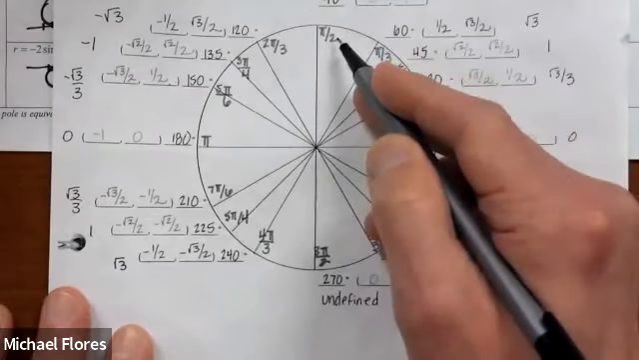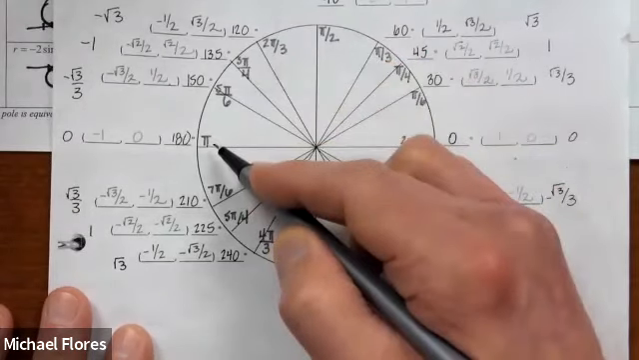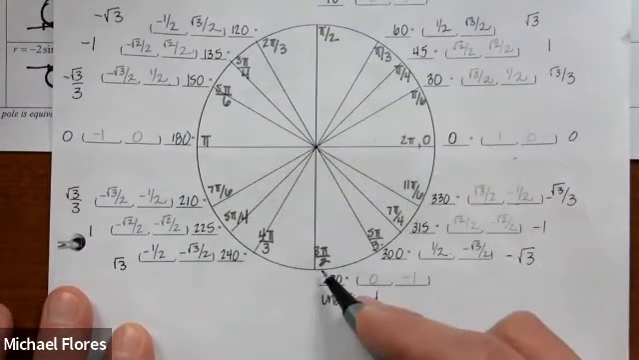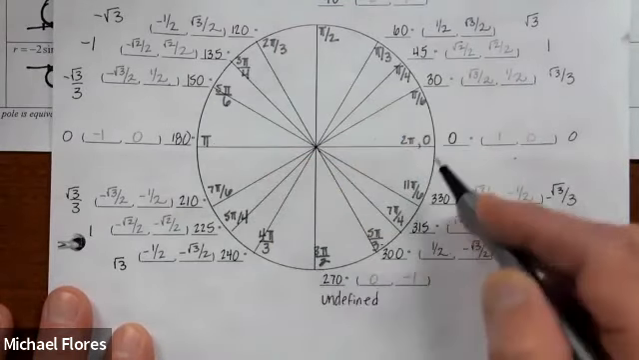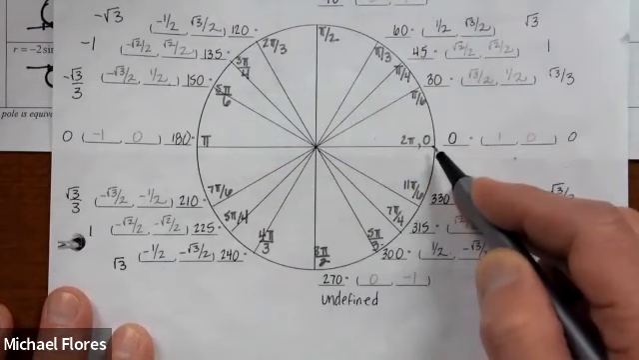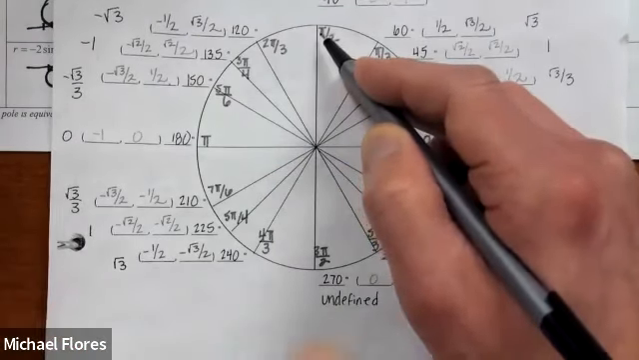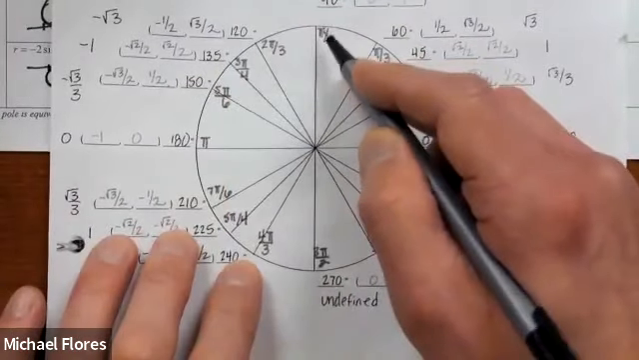Here's pi over 2. You could think of this as 2 pi over 2, which reduces to pi, by the way. This is 3 pi over 2. This is 4 pi over 2. This would be 5 pi over 2 if we started around the unit circle again. So this is where 5 pi over 2 would be.